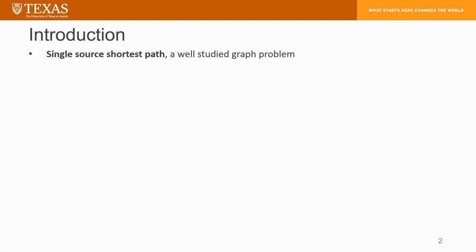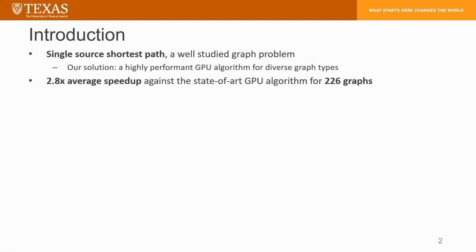Let me give you an introduction first. Single source shortest path is a well-studied graph problem with many prior solutions, and our solution is a highly performant GPU algorithm for diverse graph types, where we achieved 2.88x average speedup for 226 graphs against the previous state of the art. And this is achieved by a sophisticated yet efficient work scheduling algorithm.